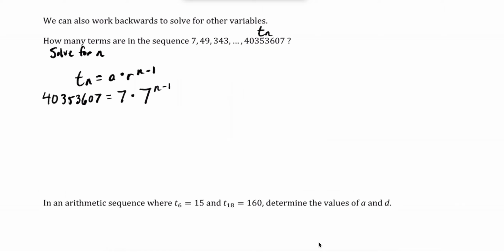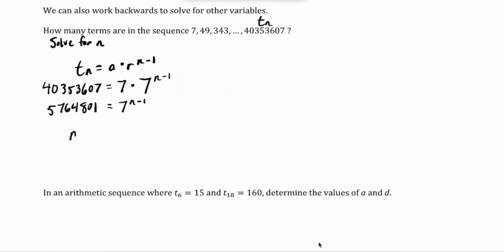I'm actually going to do this on a calculator. Should I have done this in advance? Maybe. Okay, when I divide both sides by 7, I get 5,764,801 is equal to 7 to the power of n minus 1. And now we're solving for an exponent, so I hope you find this exciting. We get to use logarithms. It's probably the best and easiest way of doing this.